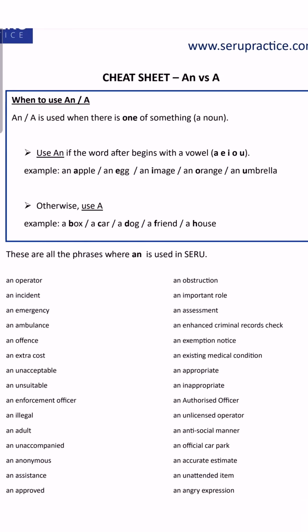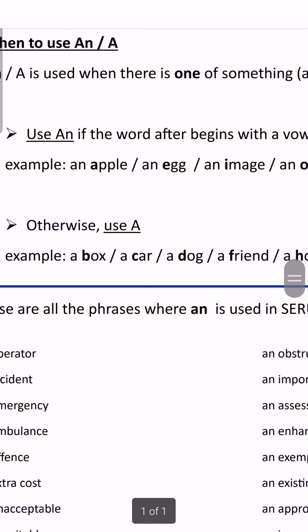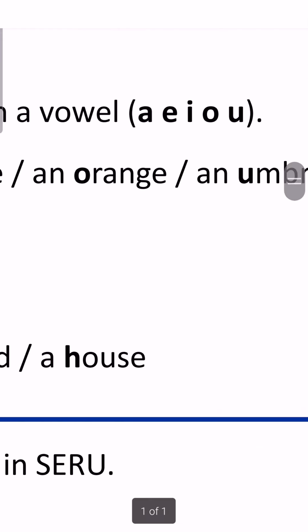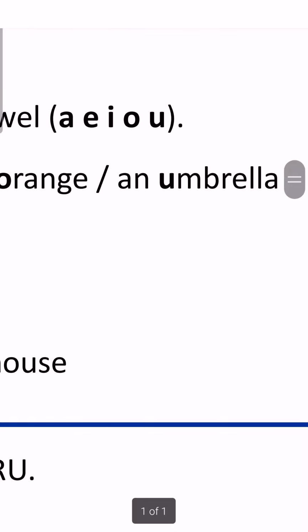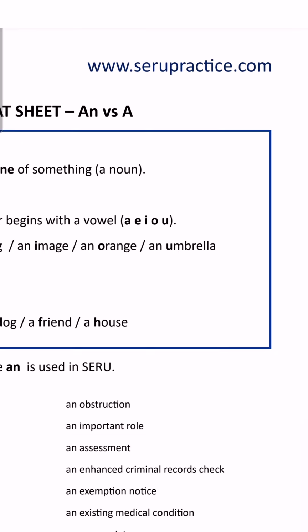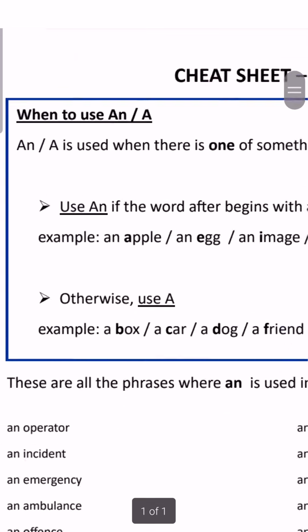Both "an" and "a" are used before a singular noun. However, "a" is used for all of the letters except for vowels. So, if the word begins with a vowel, then we use "an". For example, an apple, an egg, an image, an orange, an umbrella. All of these words begin with one of the 5 vowel letters, which are A, E, I, O, U. So if the word begins with a vowel, then we have "an" before it.